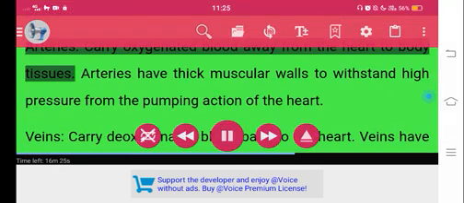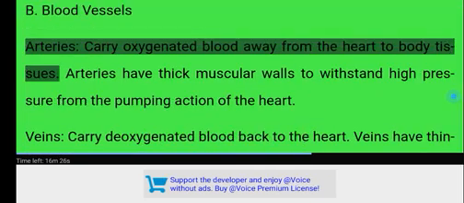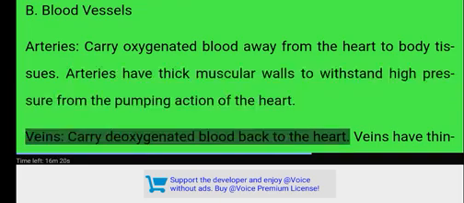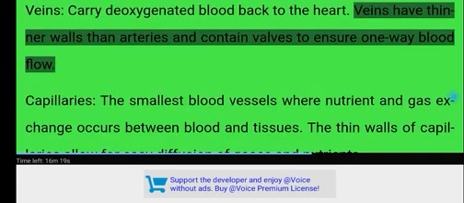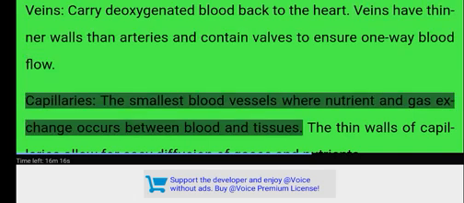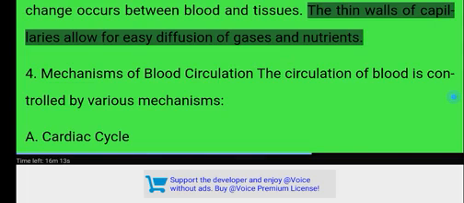B. Blood vessels. Arteries carry oxygenated blood away from the heart to body tissues. Arteries have thick muscular walls to withstand high pressure from the pumping action of the heart. Veins carry deoxygenated blood back to the heart. Veins have thinner walls than arteries and contain valves to ensure one-way blood flow. Capillaries, the smallest blood vessels, are where nutrient and gas exchange occurs between blood and tissues. The thin walls of capillaries allow for easy diffusion of gases and nutrients.